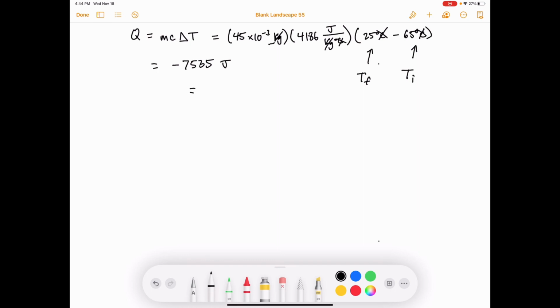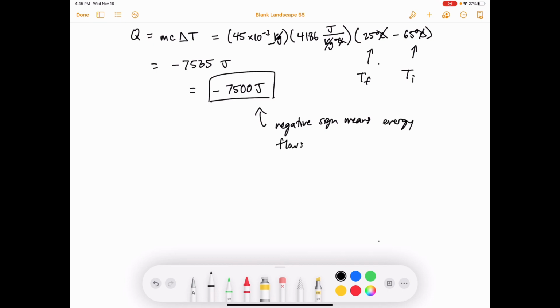And if we round this to 2 sig figs, we get minus 7,500 joules. Now, what does that negative sign indicate? The negative sign means energy is flowing out of the water, which makes sense. If the temperature is going down, energy is flowing out of it. That's indicated by the negative sign.